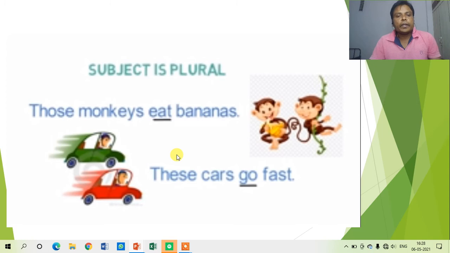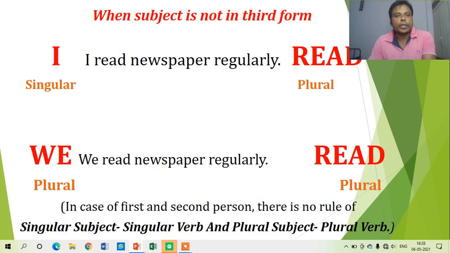In the same way, the second example is these cars. Again there is an s after cars, so more than one car. We find in the picture that there are two cars. When we use a plural subject, we use a plural verb in the sentence. So when the subject is plural, the verb is plural, and when the subject is singular, the verb is also singular.